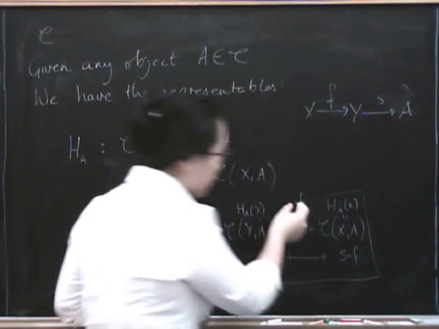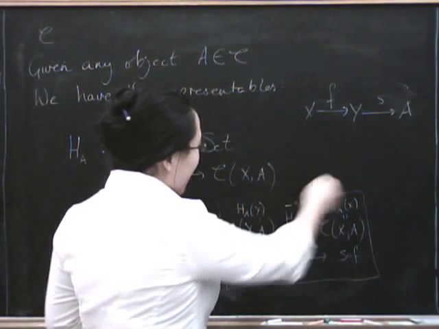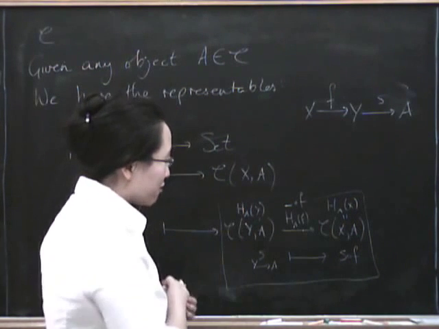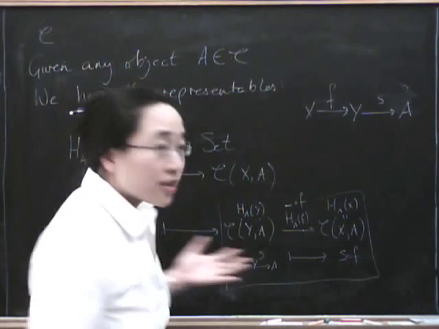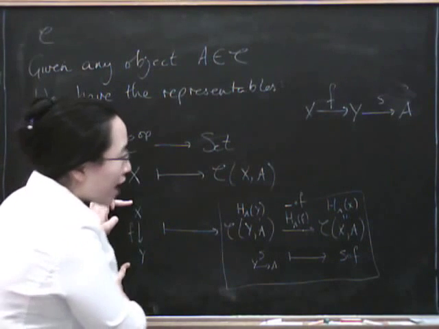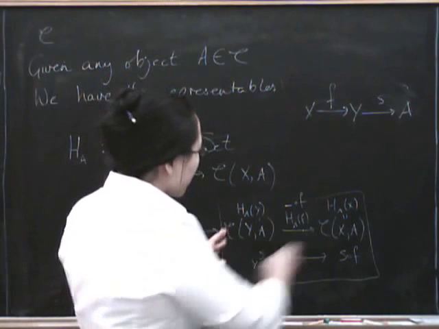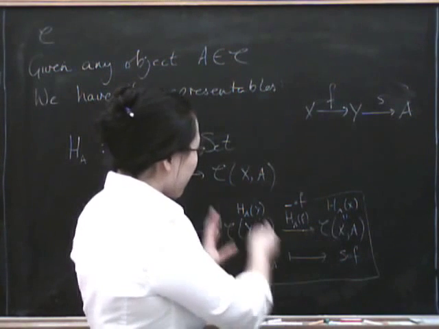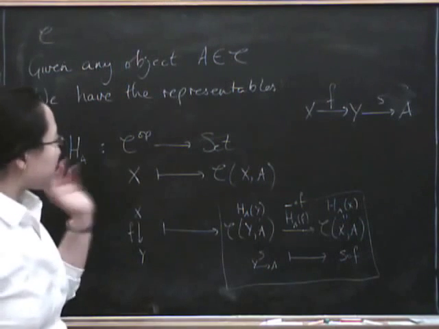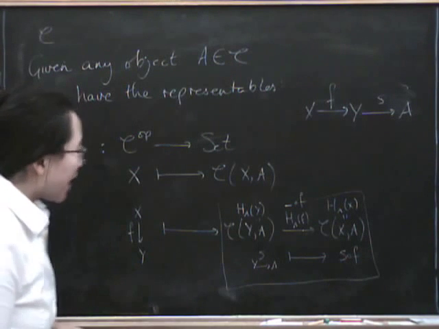And because we're writing our composition in this order, the F winds up looking like it's on the right when it's actually acting on the left-hand component. So we are correct that this is contravariant because we started with a morphism from X to Y, and we produced ourselves a morphism in the opposite direction from H_A of Y to H_A of X. So this is the contravariant representable at A.